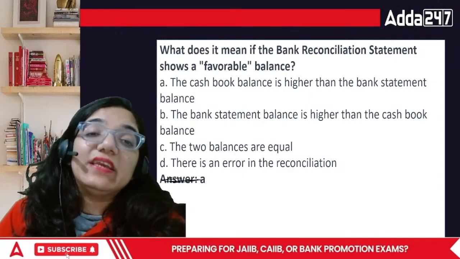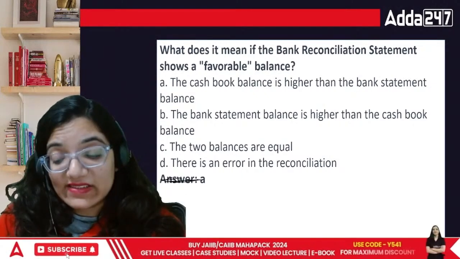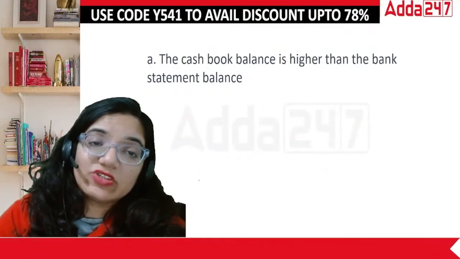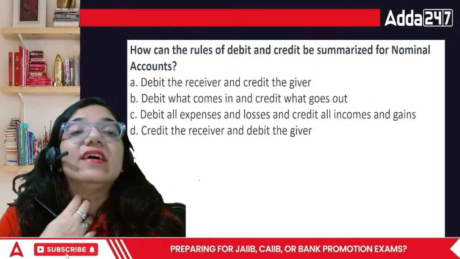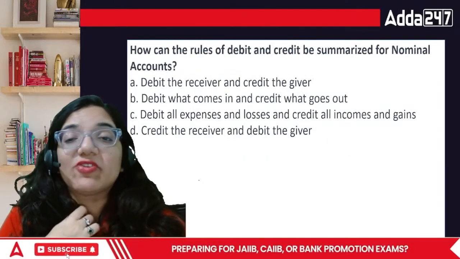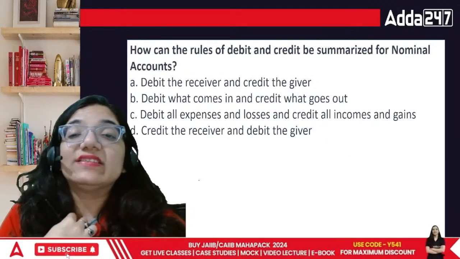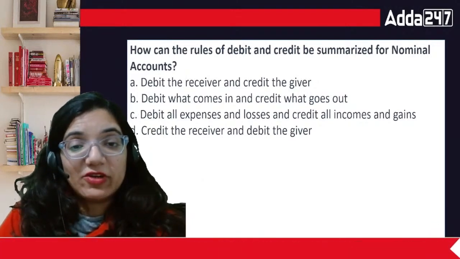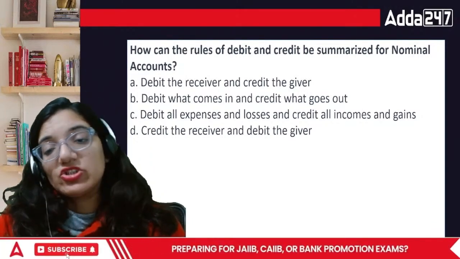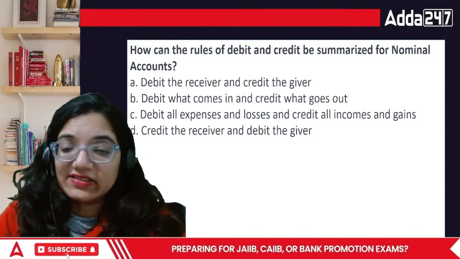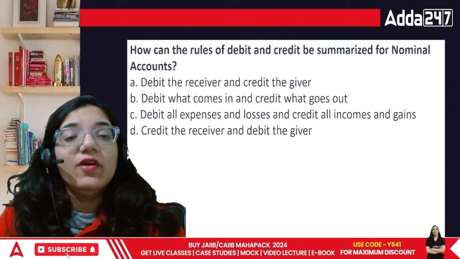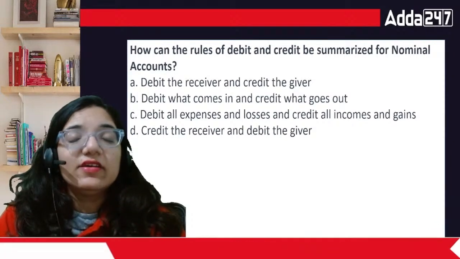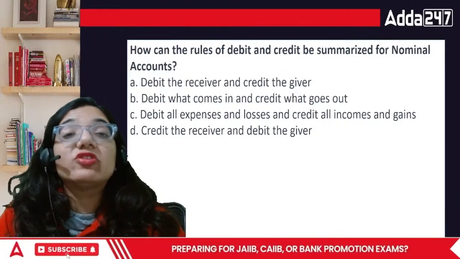What does it mean if the bank reconciliation statement shows a favorable balance? Okay, we are done with this question. How can the rules of debit and credit be summarized for nominal accounts, everyone? We have talked about the nominal accounts in the previous class, so this is just a question with reference to our previous class. How can the rule of debit and credit be summarized in terms of nominal accounts?